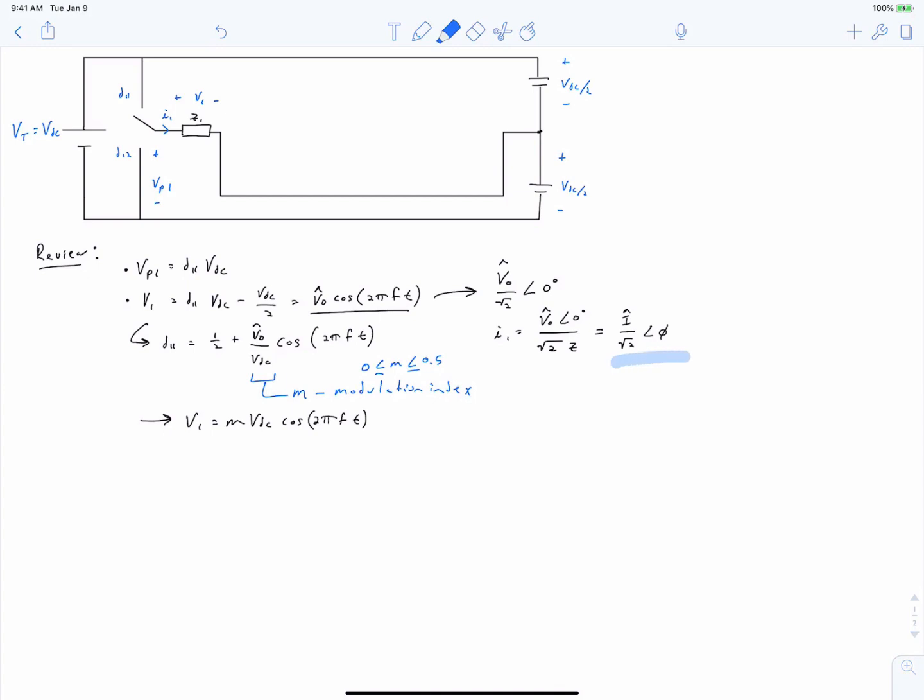And then we've expressed our current as having a peak value, which we converted to an RMS quantity, and then some angle phi relative to our voltage. And this is inductive, so presumably phi is negative, so the current will lag the voltage. So what we do to build this up into a three-phase inverter is that we add subsequent half-bridge legs to this converter. So let's add a second leg.